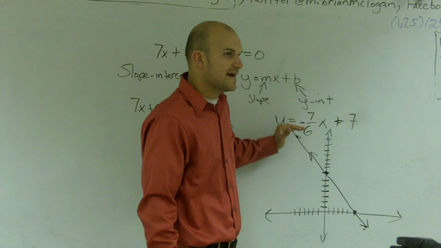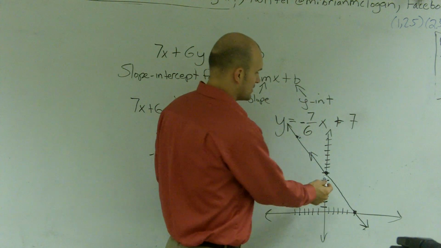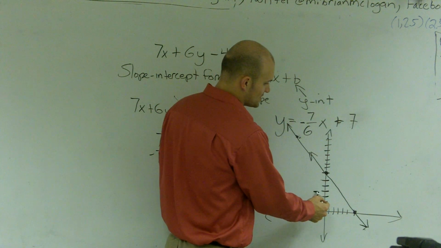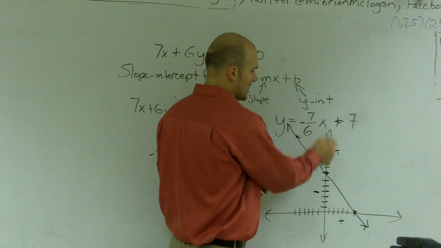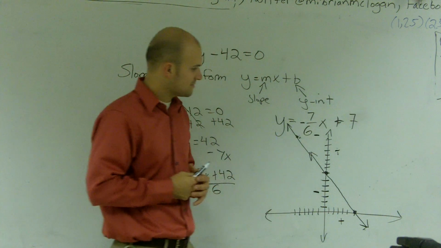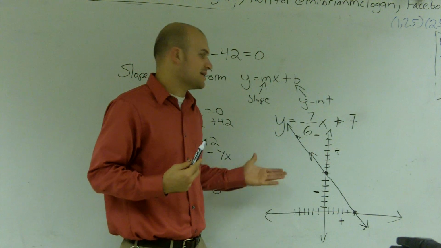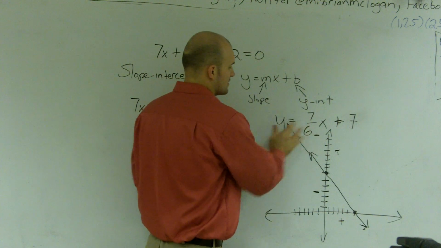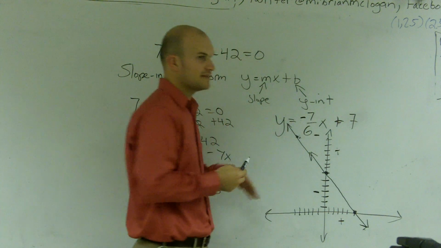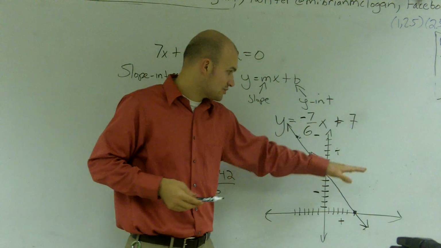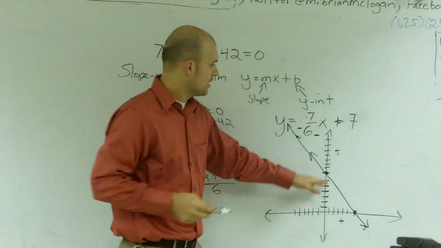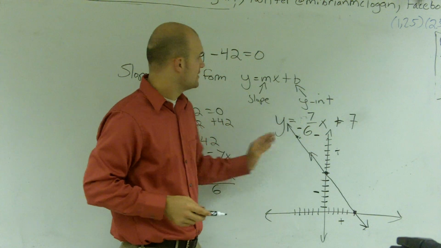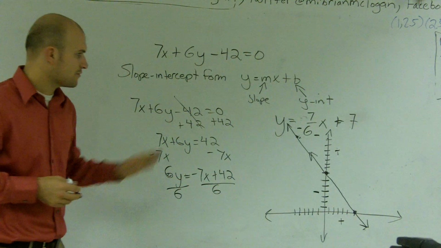So whenever you have a negative, just remember when you're going down, which is negative, and to the right is positive. Or you could go up, which is positive, and then left is going to be negative. So whenever you have a negative slope, either put the negative on the 7, which tells you to go down 7 to the right 6, or make it a negative 6, which tells you to go up 7 to the left 6. So that's how you solve in slope-intercept form, and then graph.